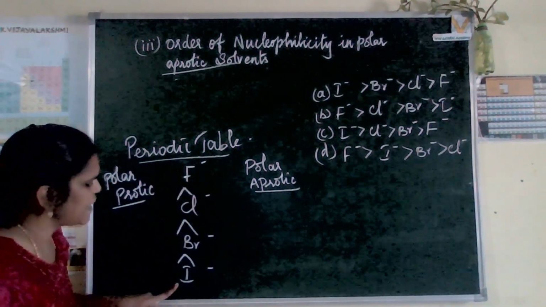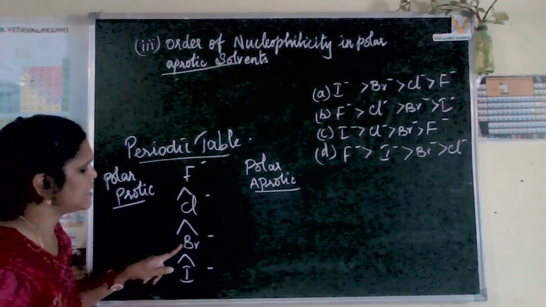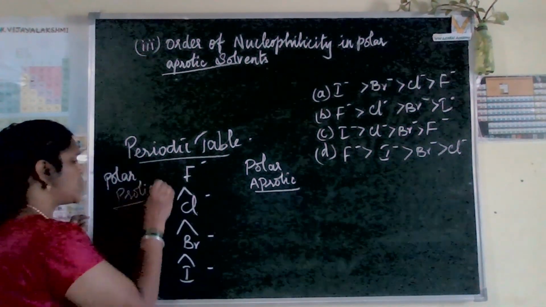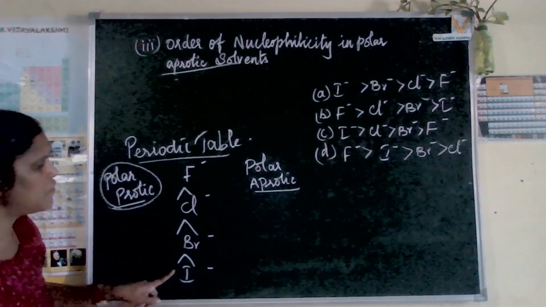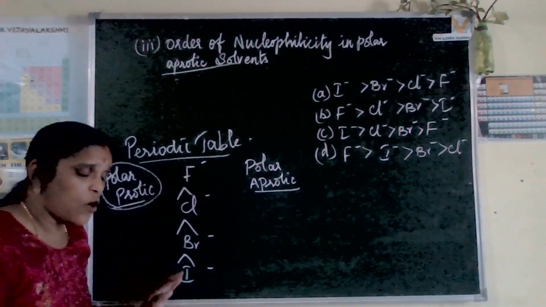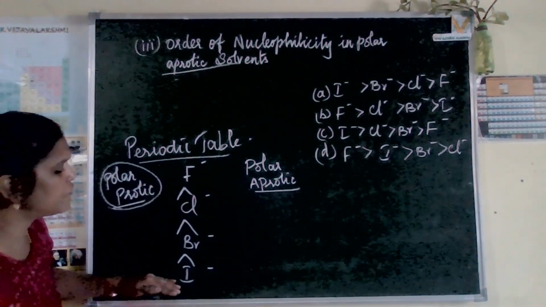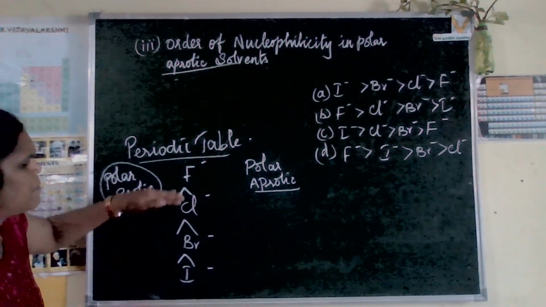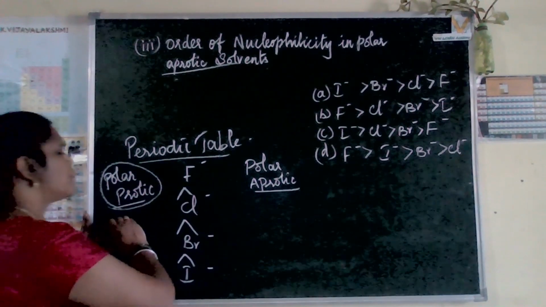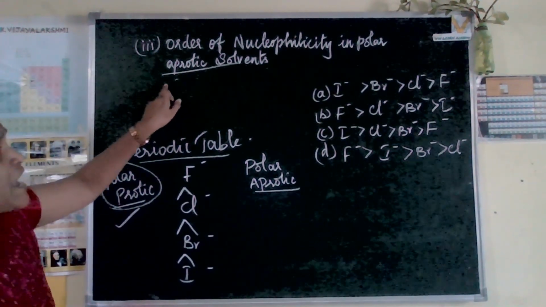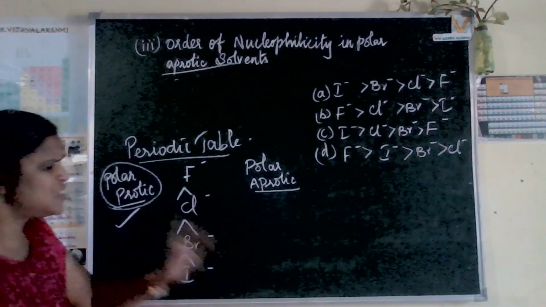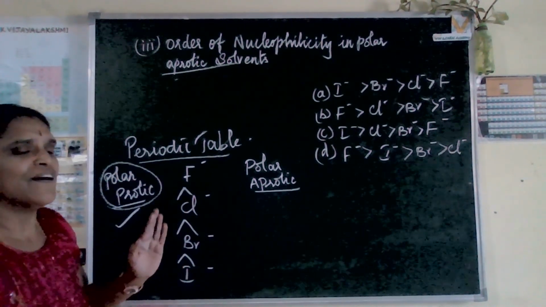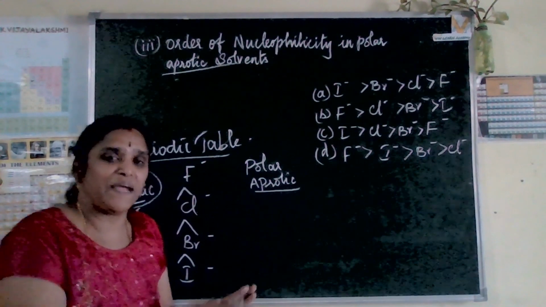So that means I minus is greater than Br minus is greater than Cl minus is greater than... So that means for polar protic solvents, as it is coming down the group, the nucleophilicity order will be increasing. So this is I minus, Br minus, Cl minus, F minus. Yes, this is for polar protic. But in the question they asked polar aprotic, just the opposite. So as it is coming down the group, in polar aprotic solvents it will be decreasing.